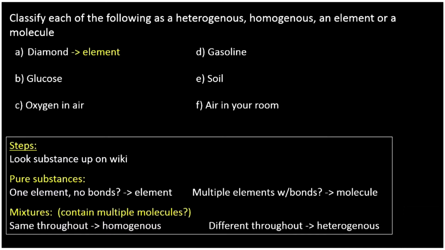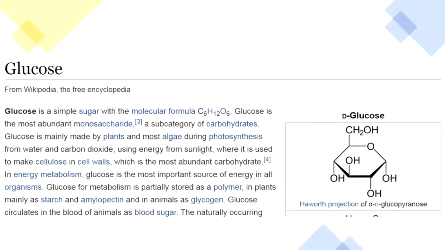All right, what about glucose? What is glucose? Well, maybe you know or maybe you don't. And so we can look it up on Wikipedia. Here's glucose. Glucose is a simple sugar with the molecular formula C6H12O6. Glucose is the most abundant monosaccharide. Okay, first sentence, really important. Second one, not important for your purposes.